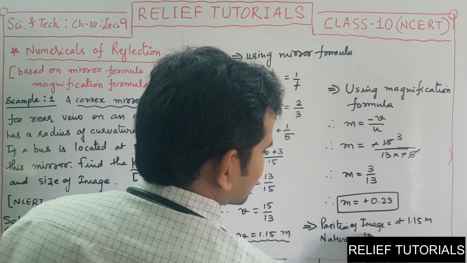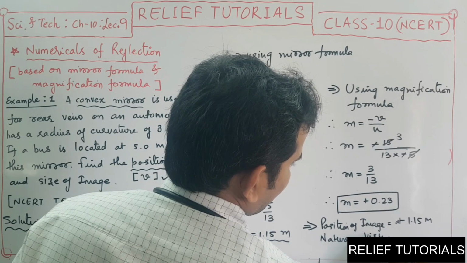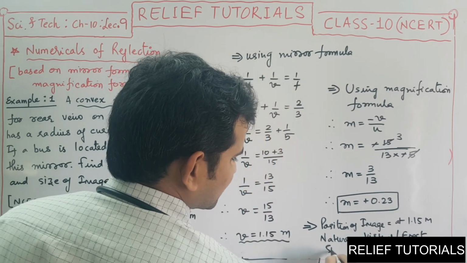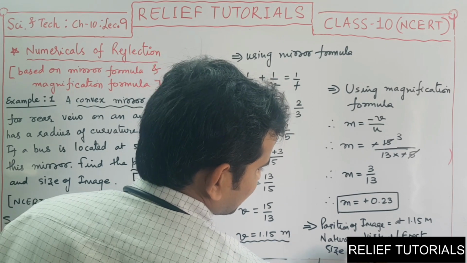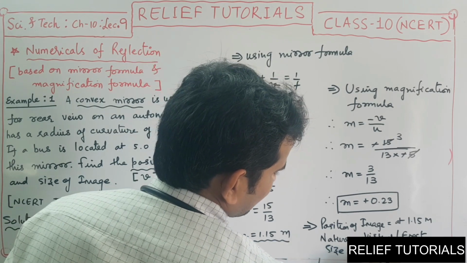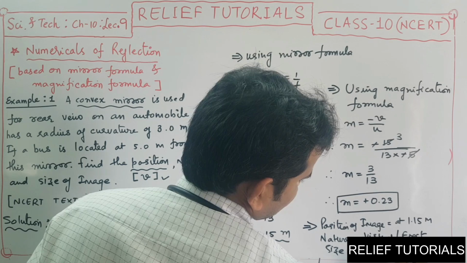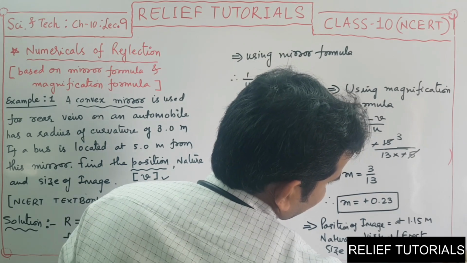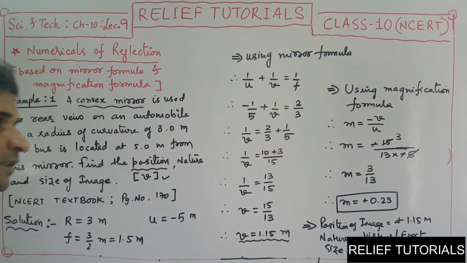Nature is virtual and erect. And what is the size? Size is smaller than the object. So this is how we can solve the problem. Data to be studied and step by step method is this. This is example number 1.